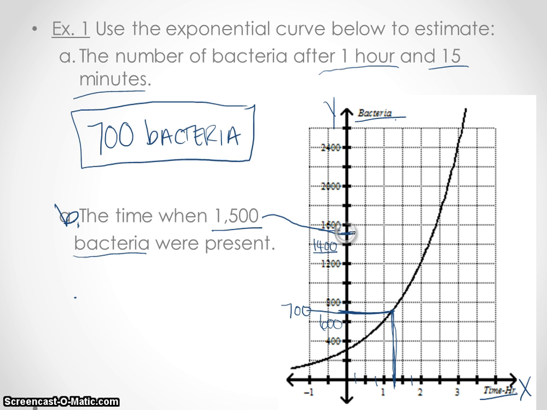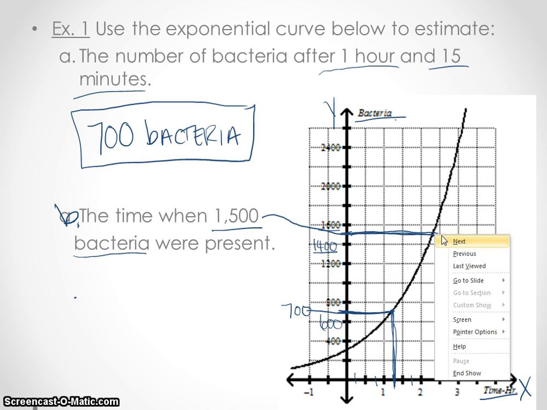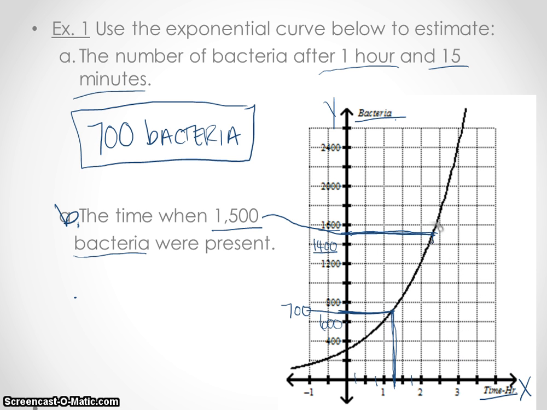So we follow that out as straight as we can out to our graph. I know I have a little bump here, but straight as we can. There we go, that's a good one. And then once we hit our graph right there, we go straight down, as straight as we can.